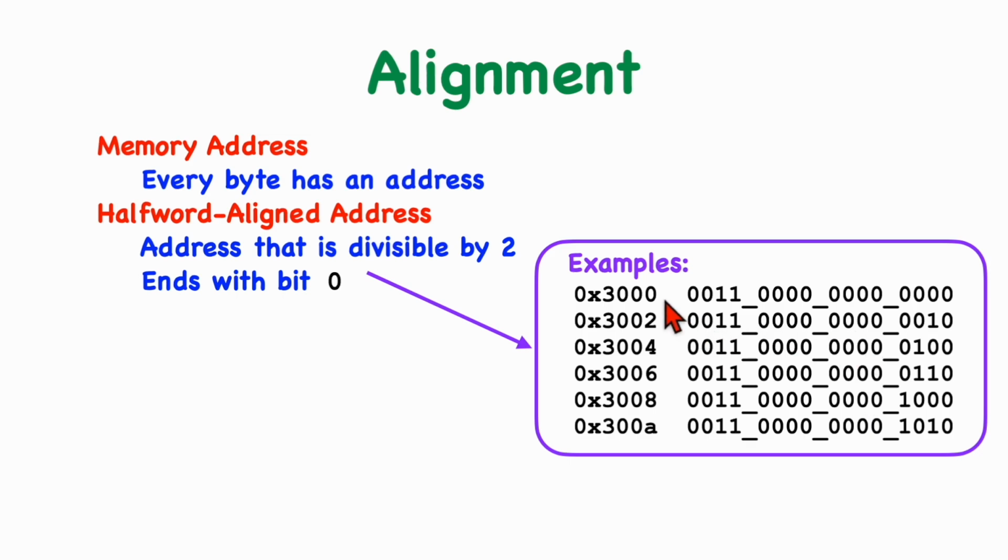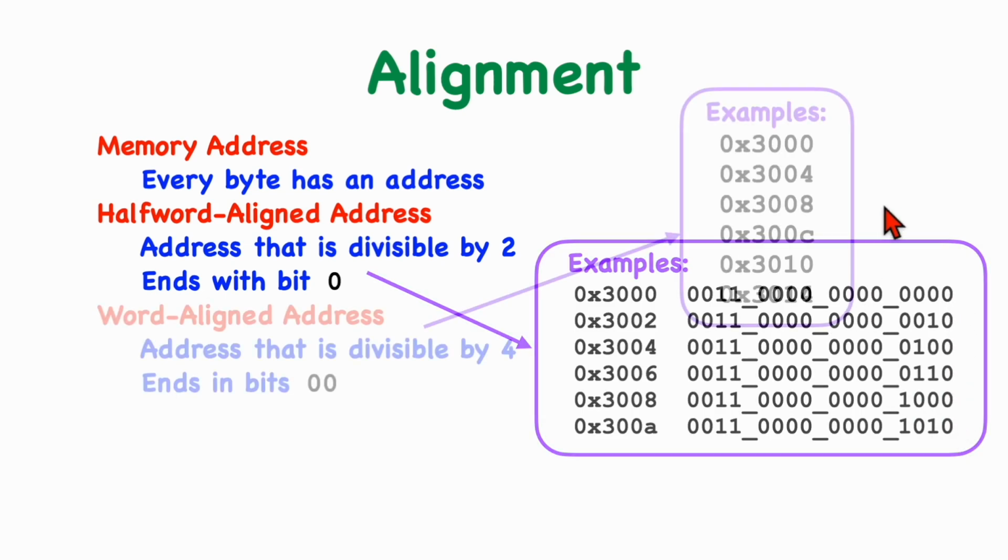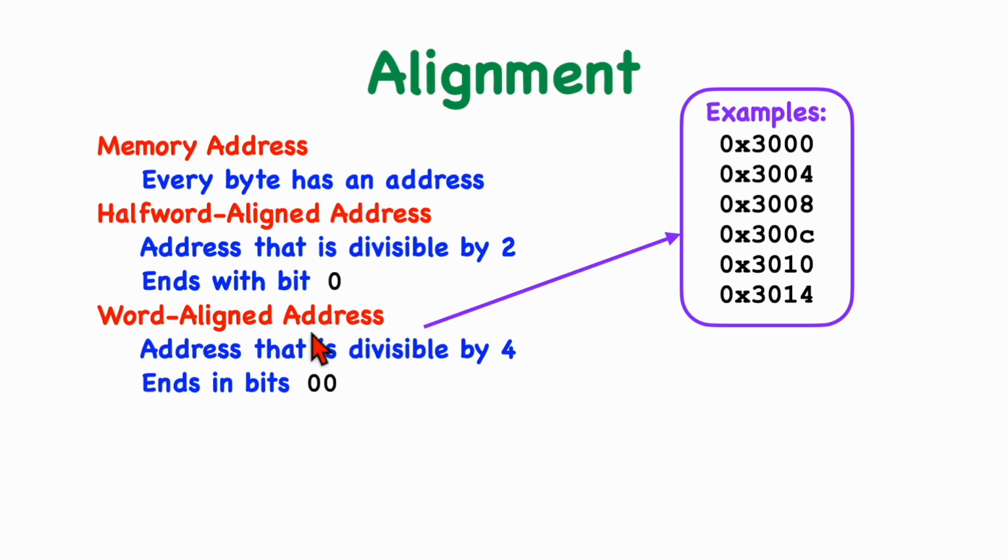In hex, every even number ends in either 0, 2, 4, 6, 8, A, C, or E. And when expressed in binary, it always ends with a 0 bit. We could also define word-aligned addresses, and those are evenly divisible by 4. So in binary, they always end with 2 0 bits. And in hex, a word-aligned address always ends in 0, 4, 8, or C.